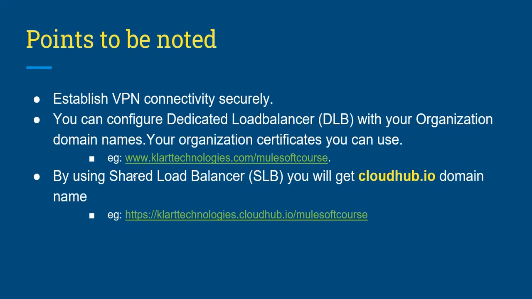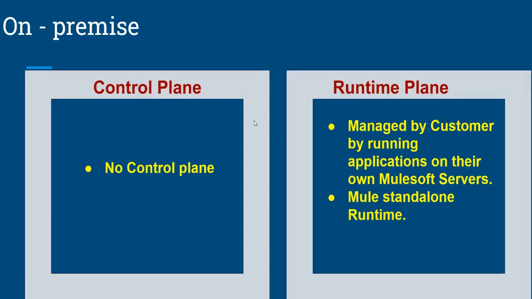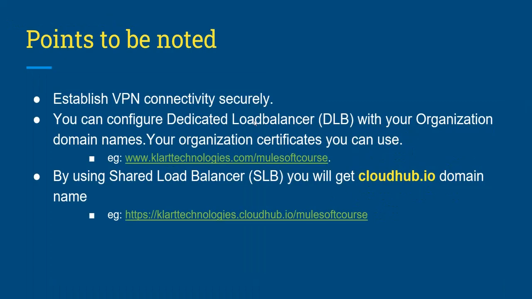Instead, CloudHub also provides a shared load balancer by default. So if you deploy any application in CloudHub in your trial account, you will observe the cloudhub.io domain name getting added, which is the shared load balancer. Internally, CloudHub will use the shared load balancer. If you want, you can use a dedicated load balancer as well, but that is also some extra cost. Okay, that is about CloudHub deployment.